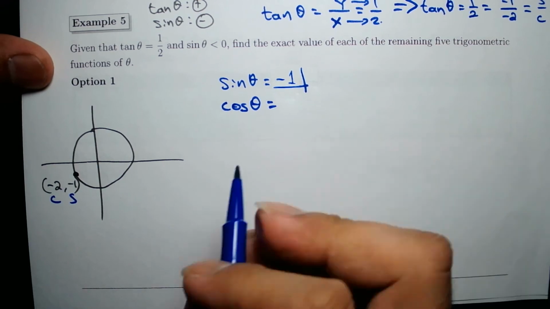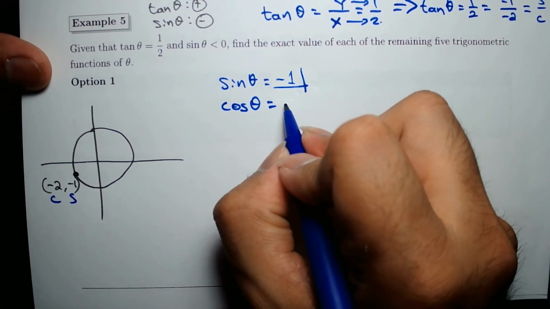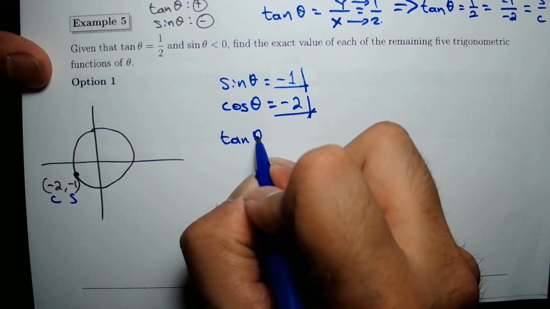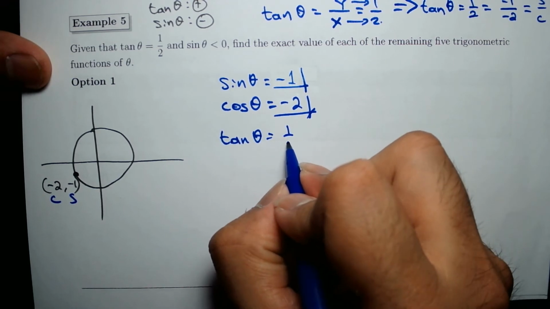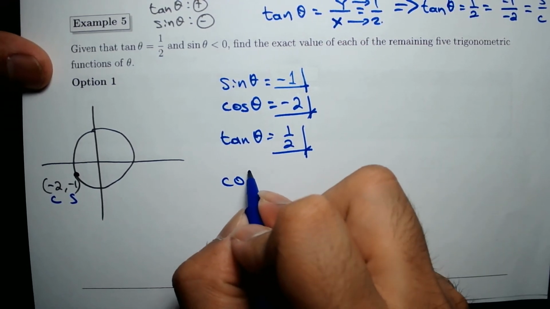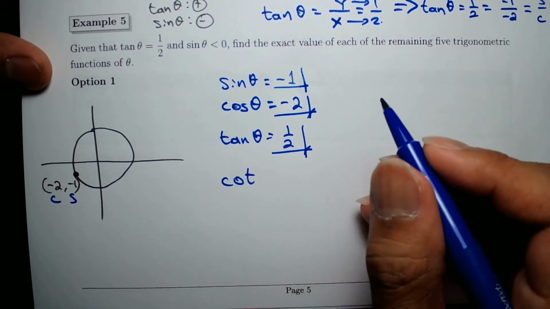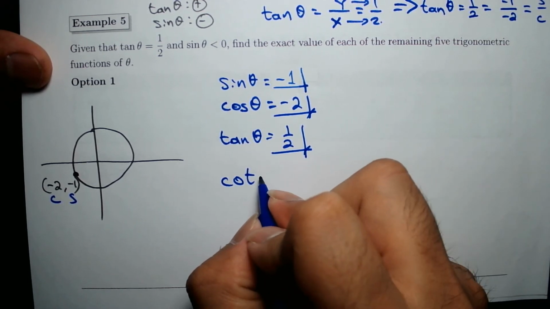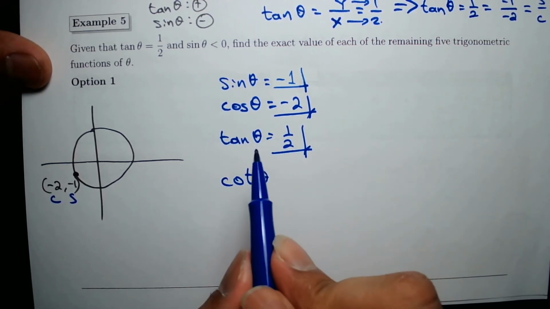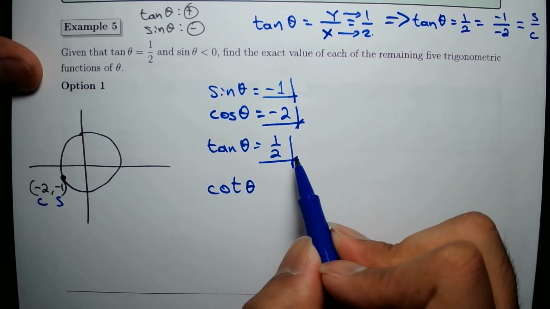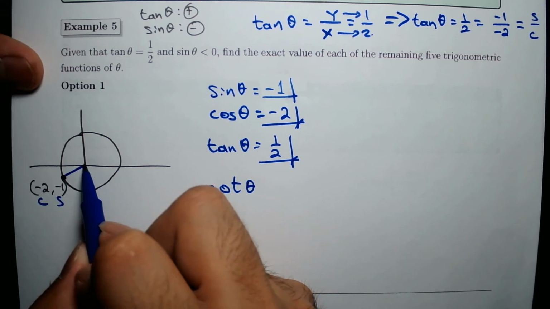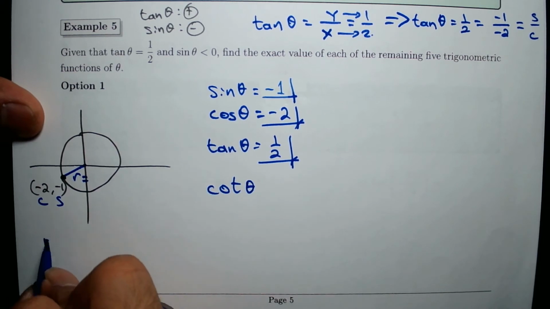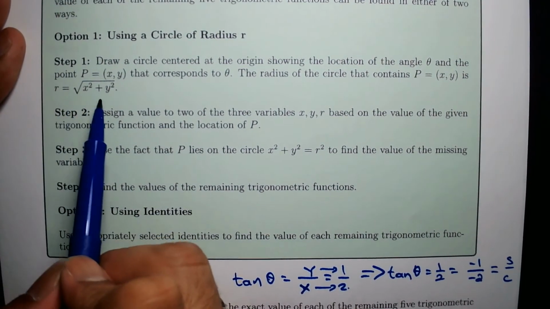Cosine theta equals the x coordinate, which in this case is negative 2. Tangent is given, that's 1/2. Cotangent, in this case, is by definition... I'm not going to use trigonometric identities here. Instead, I'm going to use the circle of radius r. I'm going to find that radius r using the formula that we have here.